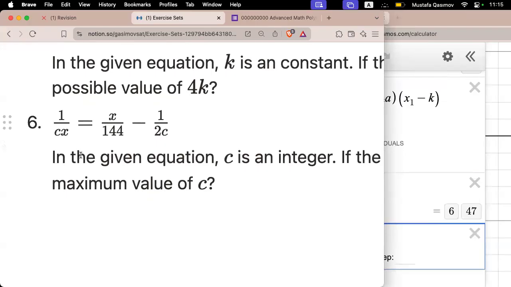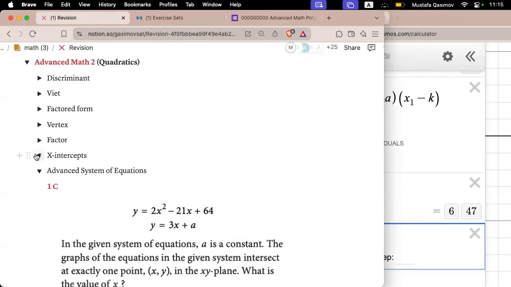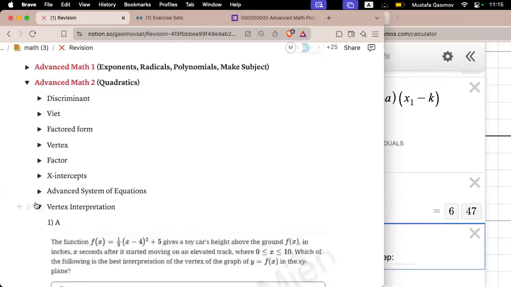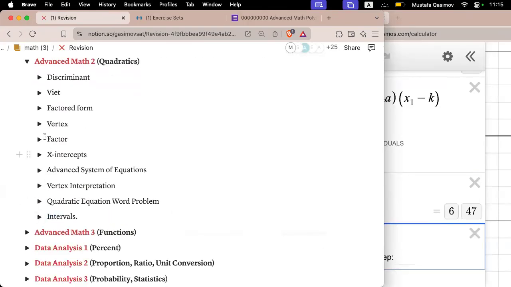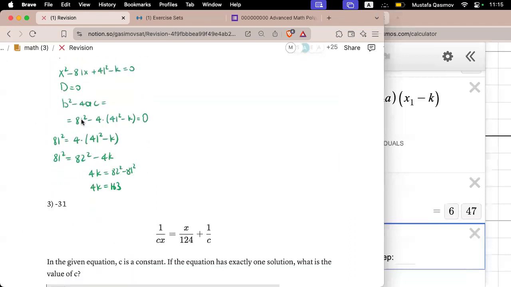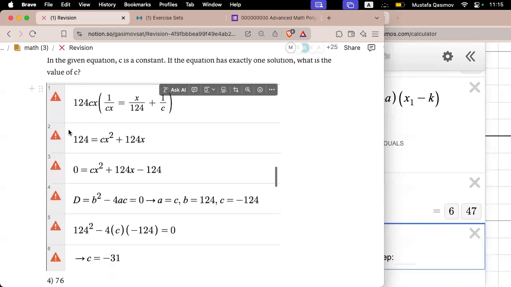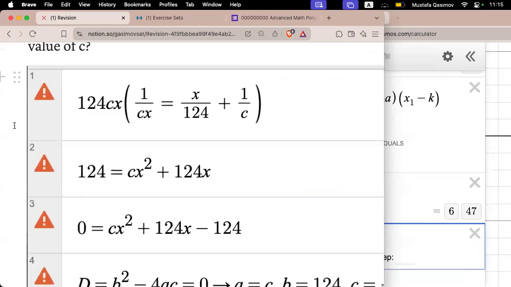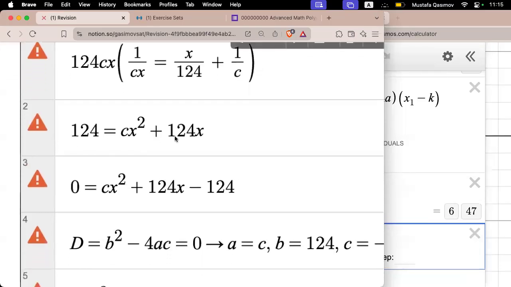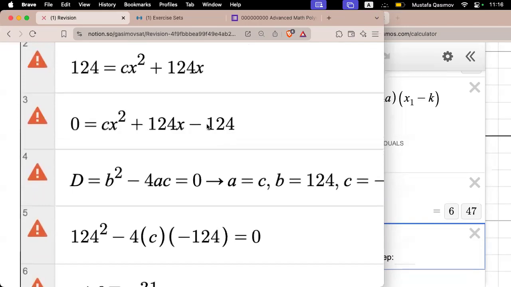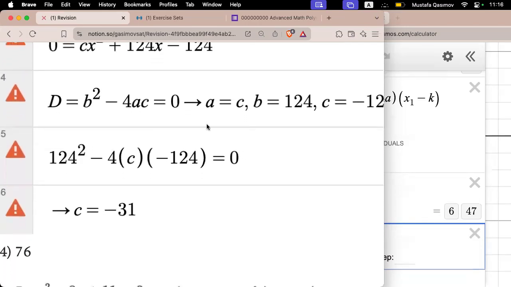You saw this question and you can solve it, and it's not actually a very hard question. You have to multiply all of them by the denominator. I will also show this method. You can multiply it by 124 cx. Then you will get 124 is equal to cx squared plus 124x. It's a quadratic equation. Then you have to solve it using the discriminant. Is it okay?